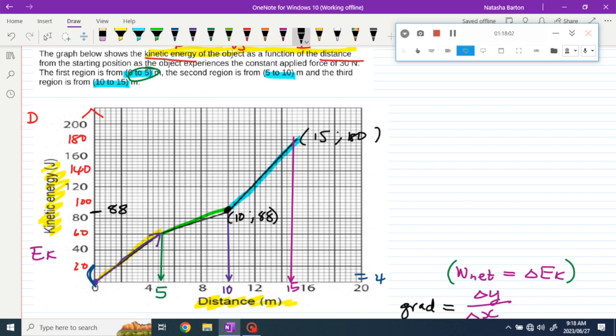All that you're now going to do is use these points to calculate your gradient, and that gradient is going to be your net force. Yes.